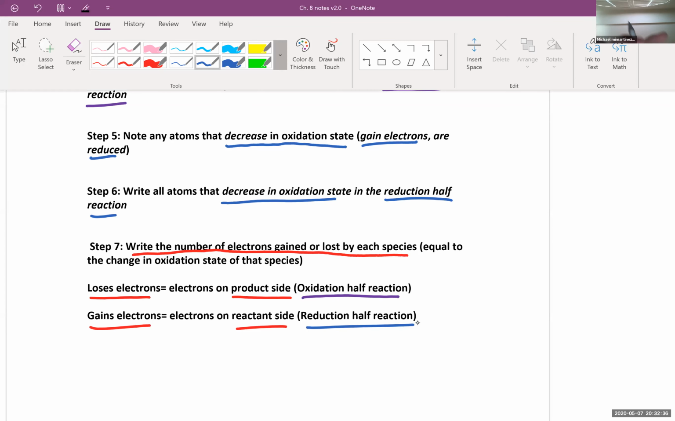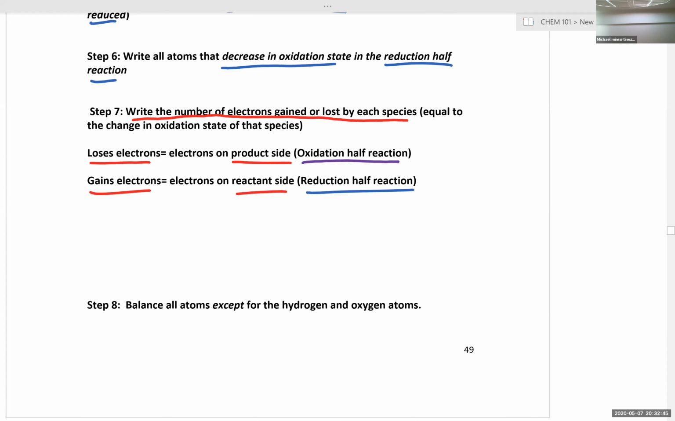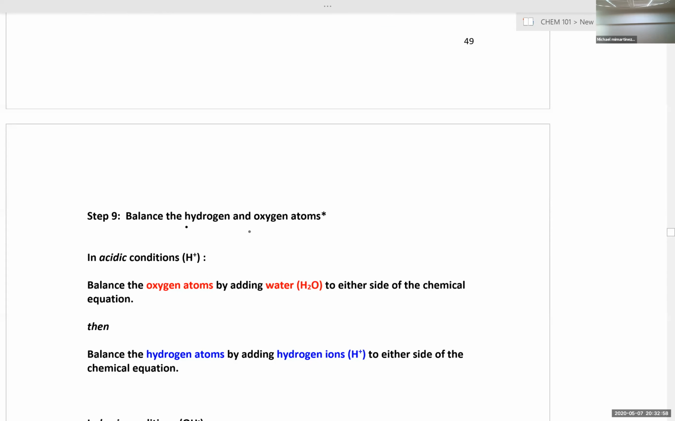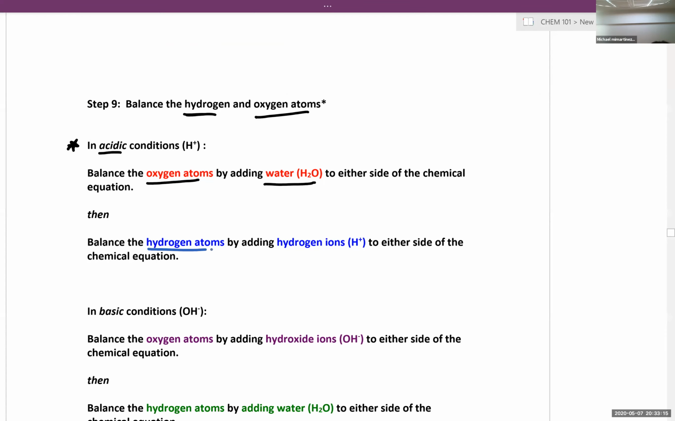Now I know it seems like that's a lot of steps. How do they work in practice? Well, we're not quite done yet. Once you have all of your electrons accounted for, we're next going to focus on balancing atoms. You balance all atoms except for hydrogen and oxygen. Then we have to balance hydrogen and oxygen, and here you have to look for some keywords. If you see the words acidic conditions, you balance oxygen atoms by adding water to each side, and only then you balance hydrogen atoms by adding H plus to either side of the chemical equation. This is a unique quirk of half reactions and redox reactions. You can add water and H plus to either side of the chemical equation to balance a redox reaction, and only a redox reaction.